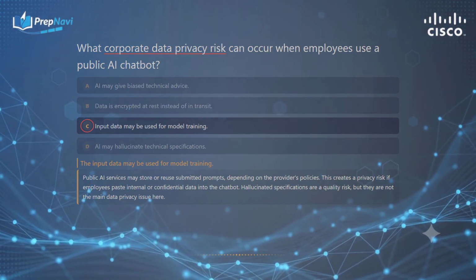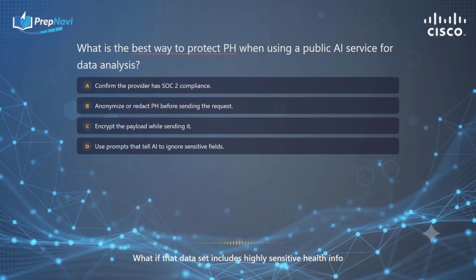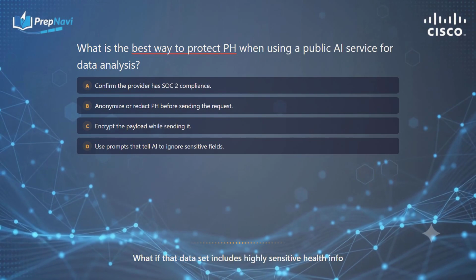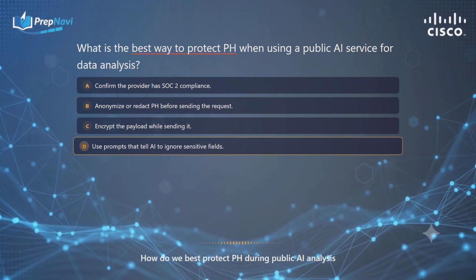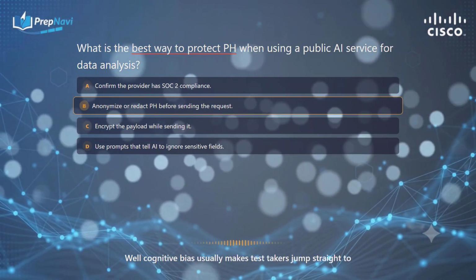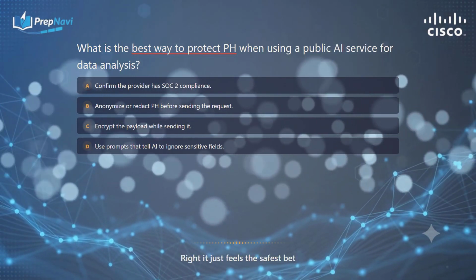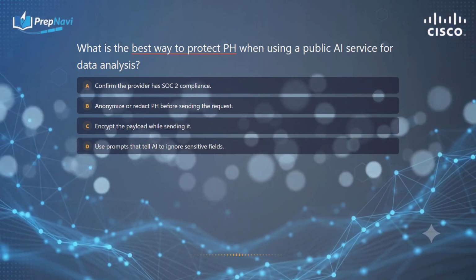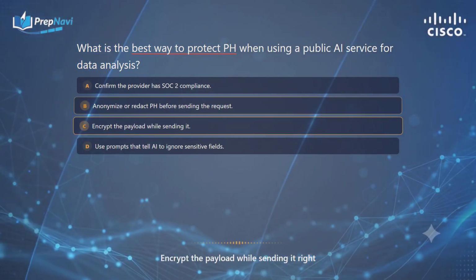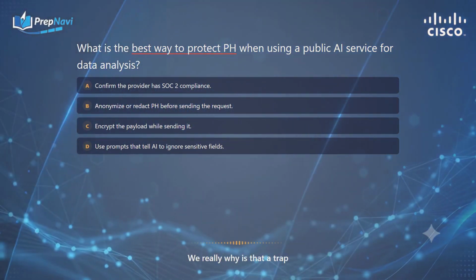That is terrifying. And since providers might keep our data, what if that data set includes highly sensitive health info? Like, how do we best protect PHI during public AI analysis? Well, cognitive bias usually makes test takers jump straight to encryption here. Right. It just feels like the safest bet, like encrypt the payload while sending it, right? Exactly, protected in transit, but that's actually a trap. Wait, really? Why is that a trap?